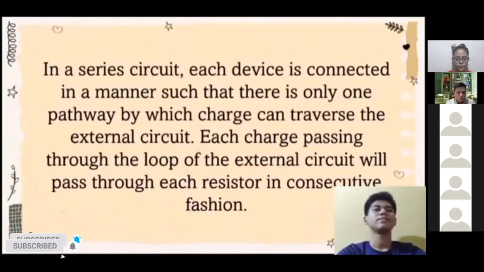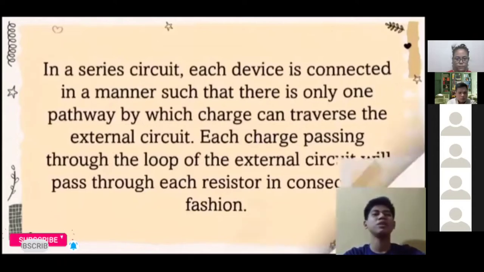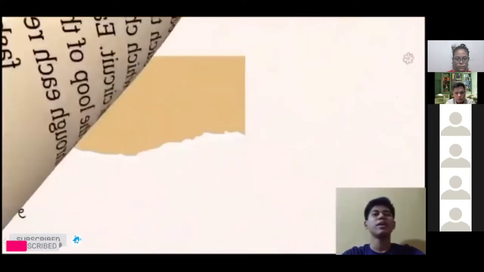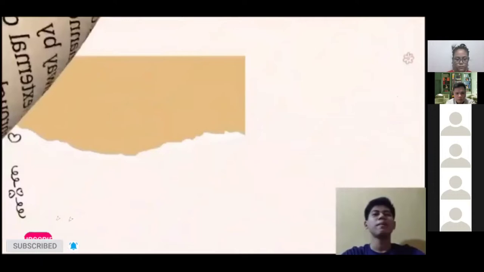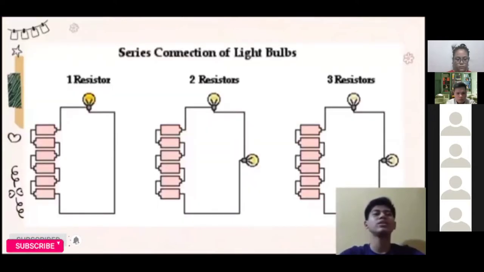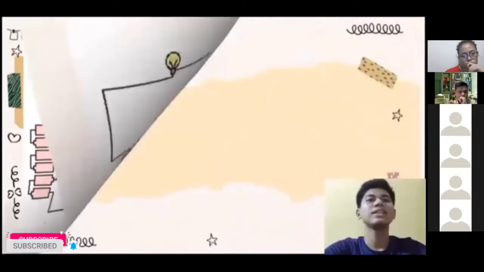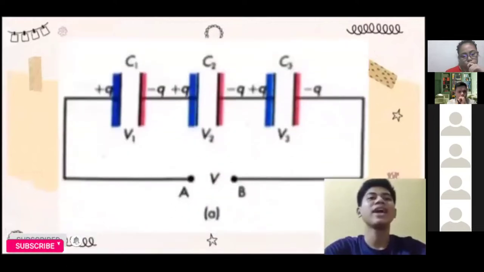So, what do you mean by that? Explain natin ito mabuti. Meron tayong example ng isang series connection. Makikita natin dito na iisa lang ang daluyan ng kuryente paikot sa buong circuit. At meron din tayong ditong tatlong light bulbs or tatawag nating resistors. Ang downside nga lang ng series connection ay kapag may nasira na isang light bulb ay hindi nagagana ang buong circuit.